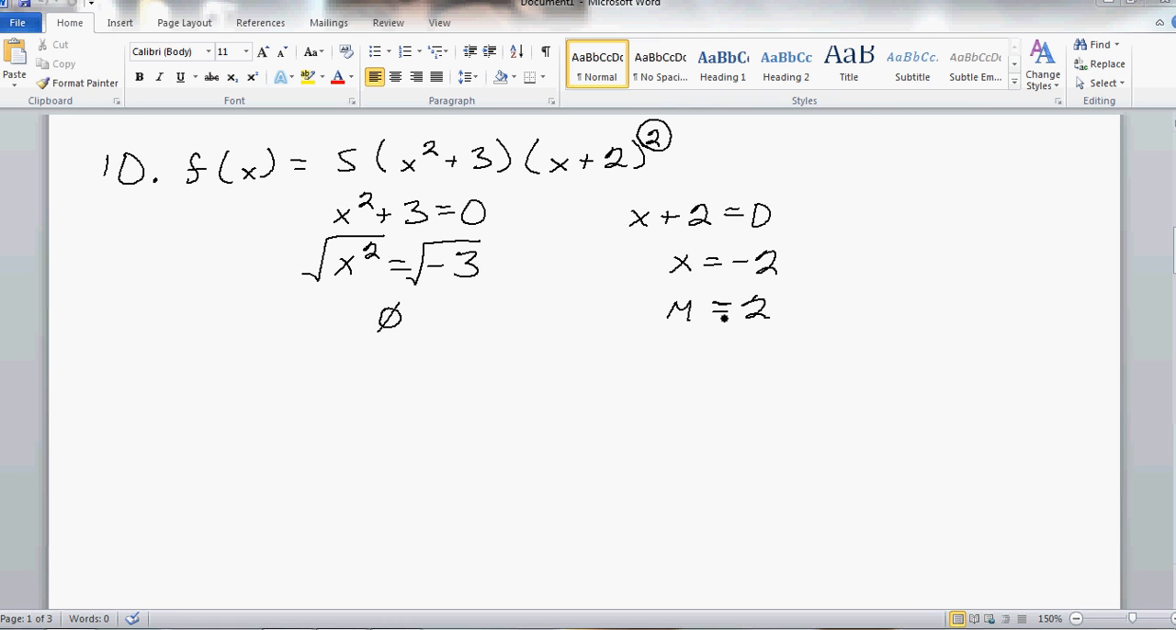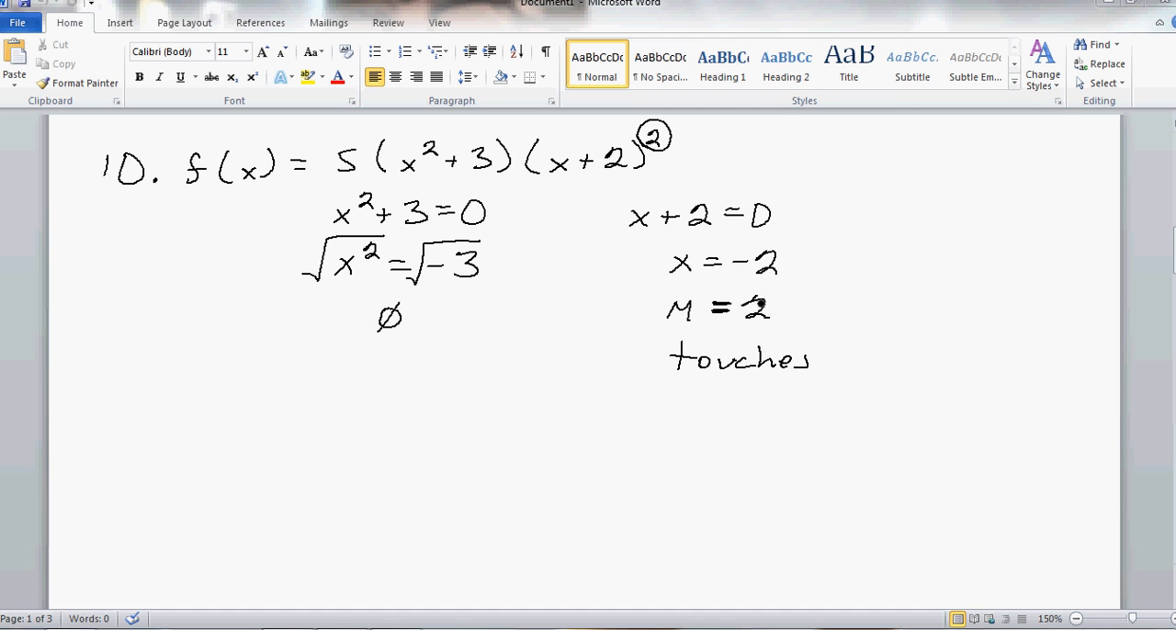What this tells us is that anytime we have multiplicity of 2, the graph right at x equals negative 2 will not cross the x-axis. Instead, all it will do is touch it and bounce back. Whether it was coming down, it will come down, touch the x-axis and bounce right back up, or if it was coming up, it would hit the x-axis and then bounce right back down. So since the multiplicity is 2, it just touches.